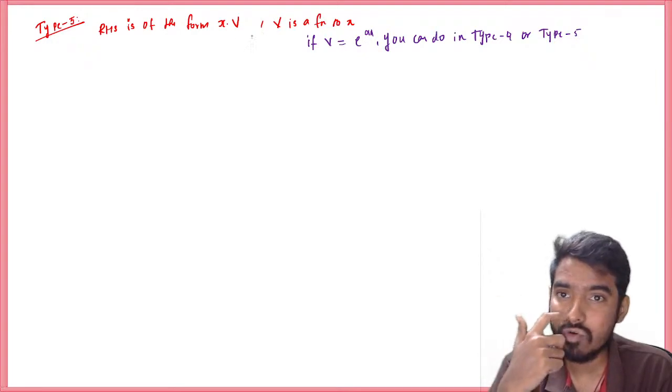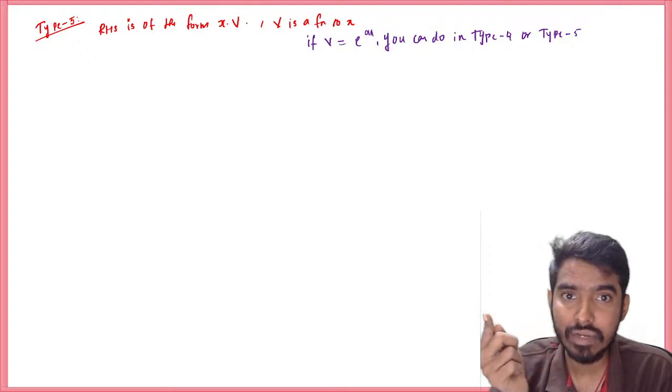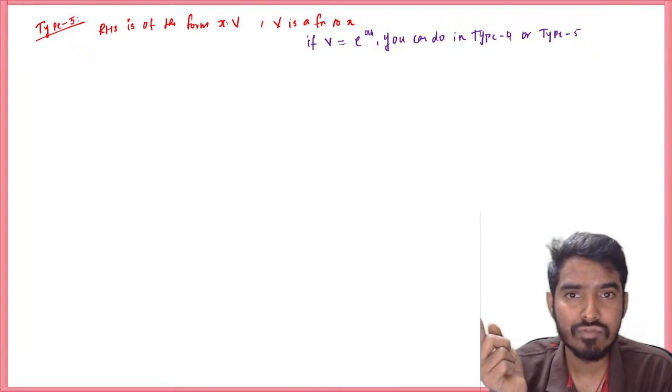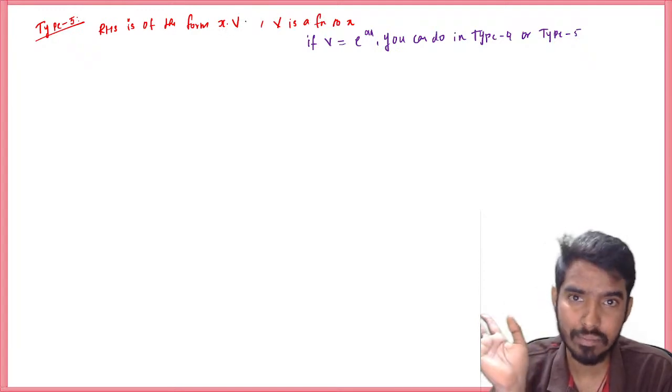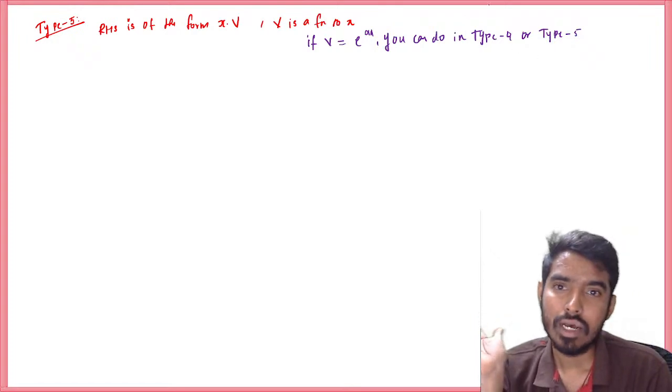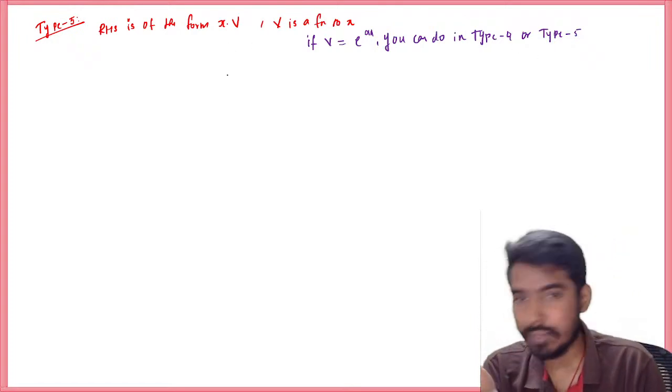What is type 4? E power x into x. So replace d by d plus a, and you will have only x here. So 1 by f of d into x, and further you apply type 3. Now I'm going to give the formula for type 5.